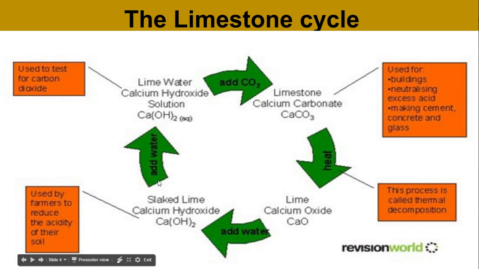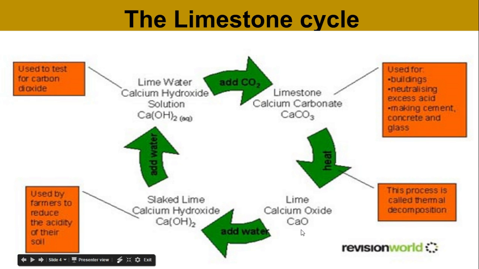And now we're going to go through the limestone cycle and see how lime and slaked lime is made from the limestone. Limestone is calcium carbonate, so it's a carbonate. And the carbonates, when we heat them, carbon dioxide is released. And that's what happens with calcium carbonate. When we heat it strongly, decomposition happens, and we have the forming of calcium oxide, and carbon dioxide is released.